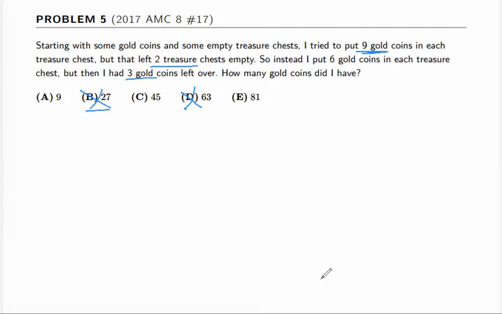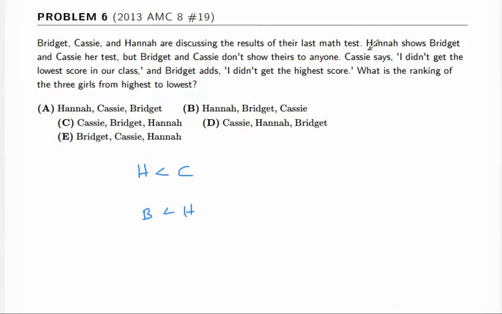But we already did the equation, so we are safe. But still, you could have just used the choices. Since we know that Hannah shows her score to the other 2 people, and the other 2 people don't show theirs. And then we know that Cassie says, I didn't get the lowest score. How does she know that?